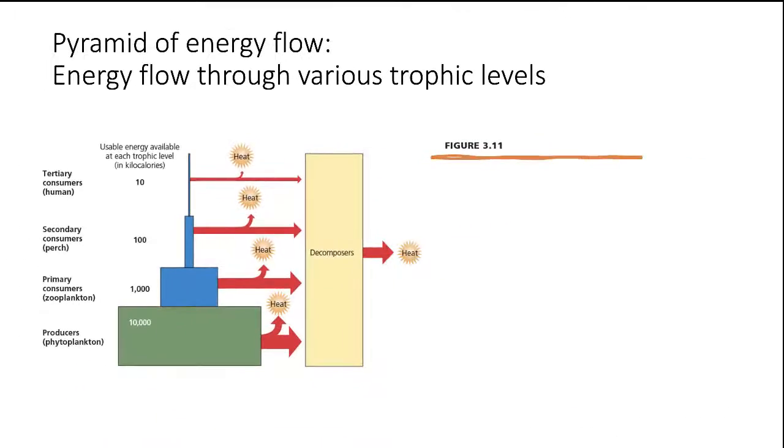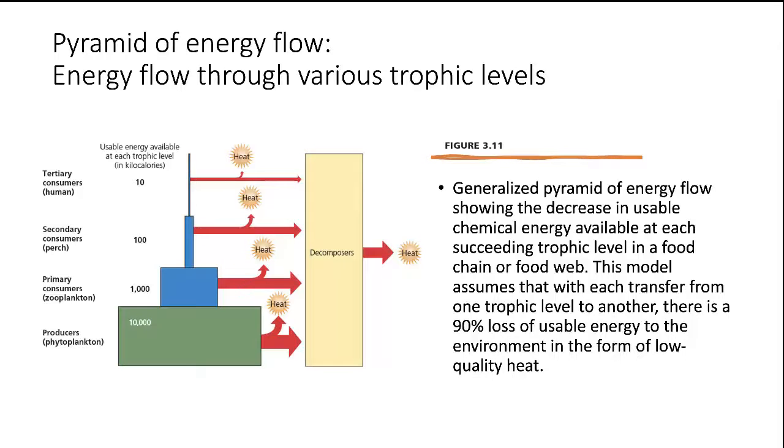Let's take a closer look at this. Figure 3.11 shows the energy flow through various trophic levels. It's just a generalized pyramid of energy flow that shows the decrease in usable chemical energy available at each succeeding trophic level in a food chain or food web. Remember, this model assumes that with each transfer from one trophic level to another, there is a 90% loss of usable energy to the environment in the form of that low-quality heat.